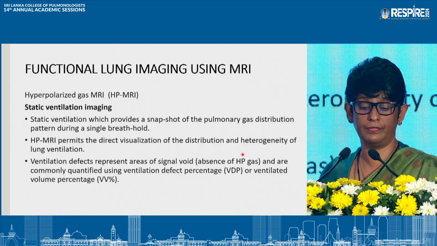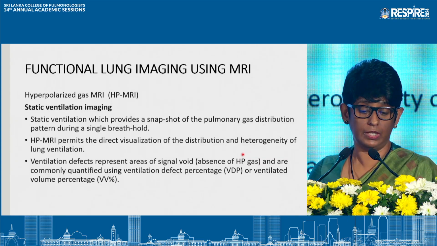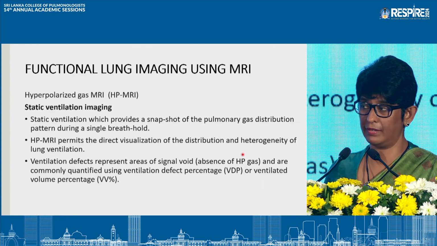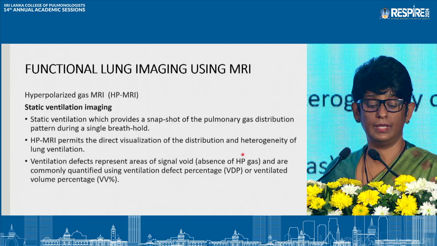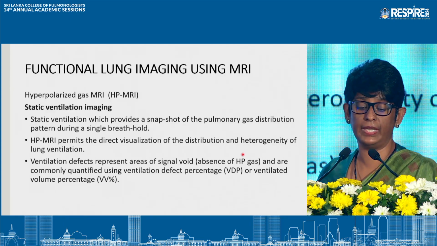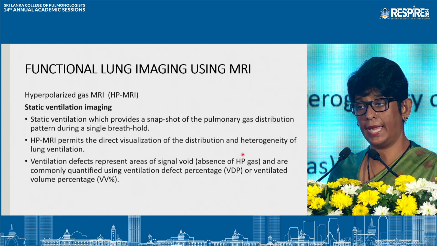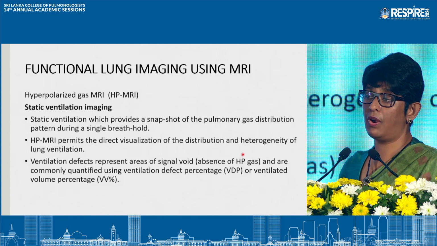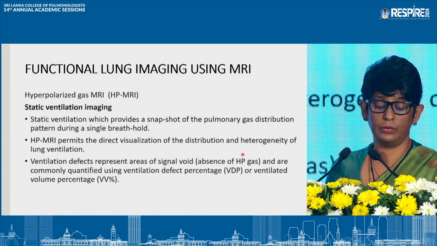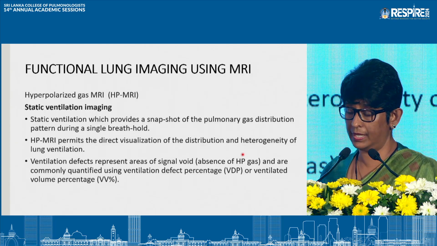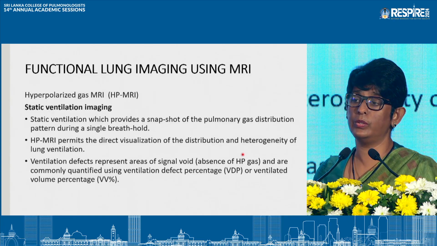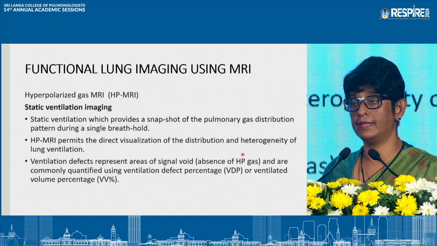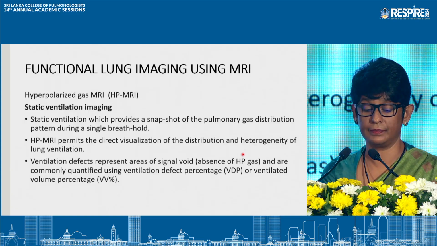There are types of imaging that we use: static ventilation, dynamic ventilation, diffusion weighted, and a few other techniques as well. In static ventilation, we ask the patient to take a good deep breath in and hold for a few seconds, and then measure the distribution of these gases inside the lung. If there are ventilation defects, they can be seen as signal void, and those defects can be quantified and expressed as a percentage of the ventilated lung.